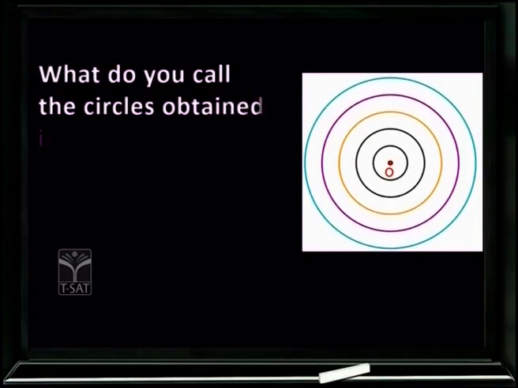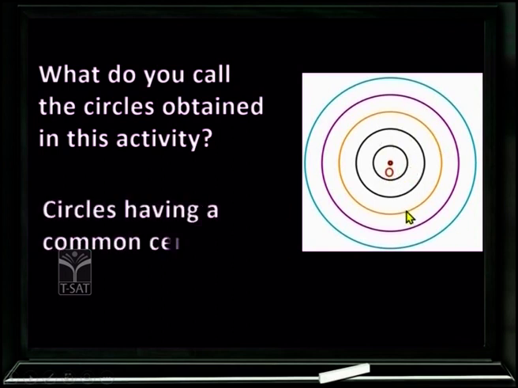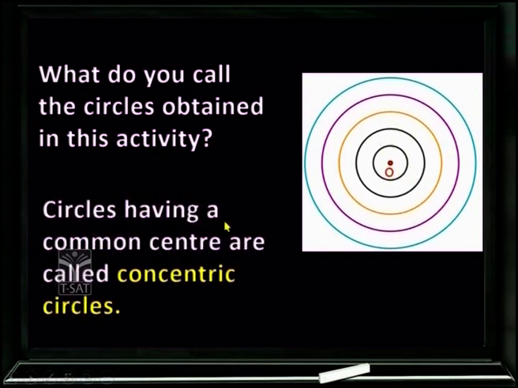What do you call the circles obtained in this activity? We have drawn 5 circles with different radius and same center. These circles are all called concentric circles. Circles having a common center are called concentric circles. That means 2 or more circles having the same center with different radii are called concentric circles.